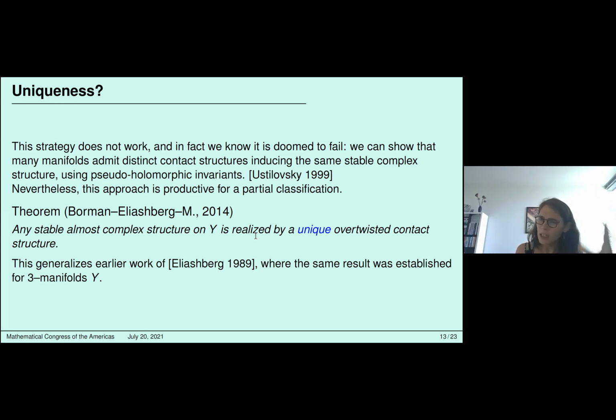And this is, again, this sort of flexibility type result. This is something I wanted to discuss. This is also building on earlier work of Eliashberg from, I guess, 35 years ago now. Well, not 35, 32, but yes, where this is a phenomenon that is understood for three-manifolds.